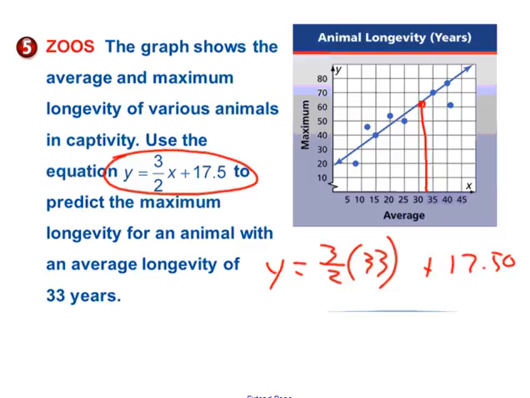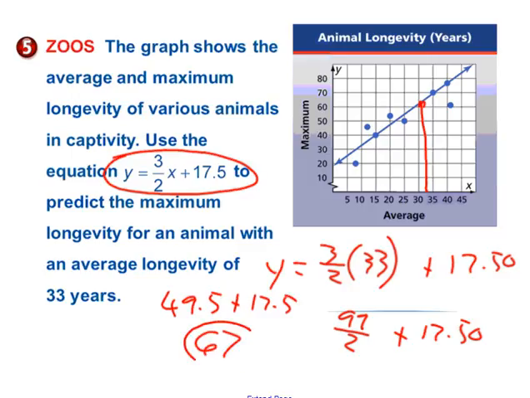All right. Well, I'm going to do a little multiplying here. 3 times 33 is 99 over 2 plus 17.5. 99 divided by 2, well, we could round it off and call it 50, but it would actually be 49.5 plus 17.5. 49.5 plus 17.5 is 67. So the answer would be 67. My drawing was off a little bit here as I went up, but about there. All right.